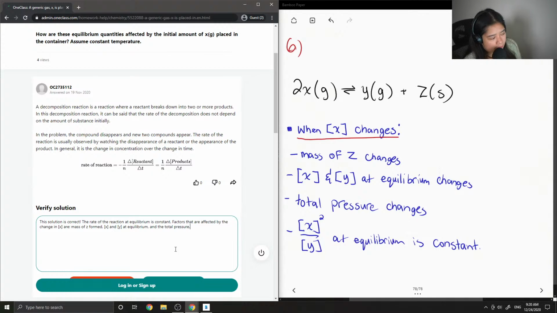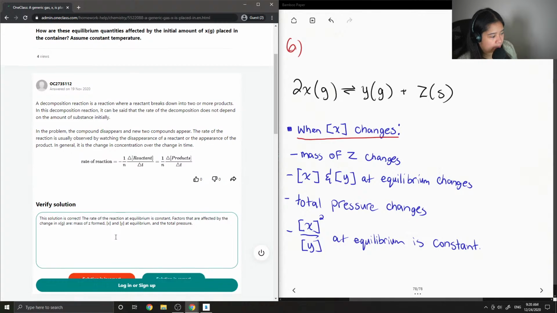Okay, so I said that this solution is correct. The rate of the reaction at equilibrium is constant. Factors that are affected by the change in the concentration of X are the mass of Z formed, the concentration of X and Y at equilibrium, and the total pressure.